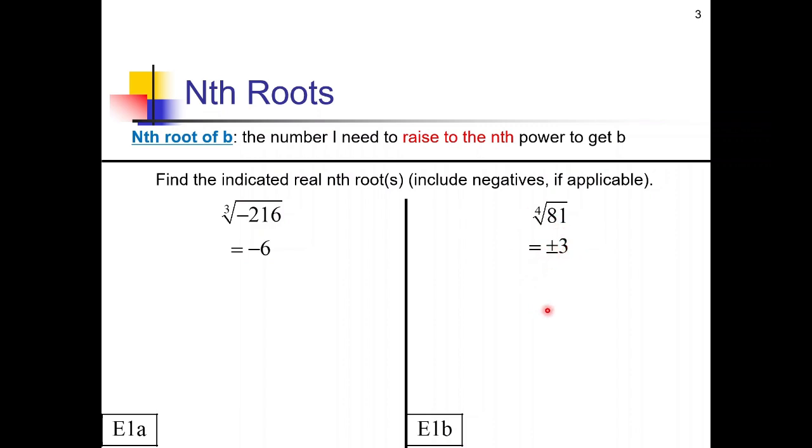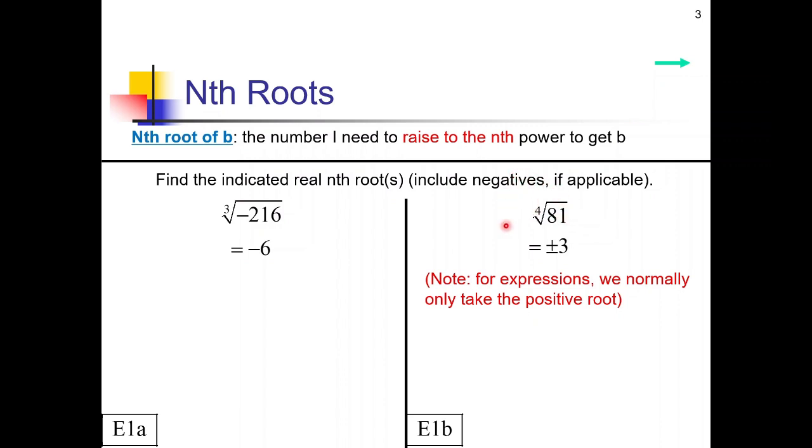Now normally, for expressions like this, we would just take the positive root, and that's what the fourth root of 81 actually means, is the positive. But they said to include negatives, and we'll need to include them later on anyway, so it's good practice.